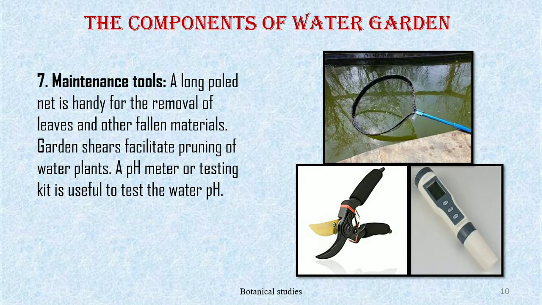Seventh, maintenance tools. A long poled net is handy for the removal of leaves and other fallen materials. Garden shears facilitate pruning of water plants. A pH meter or a testing kit is useful to test the water pH.